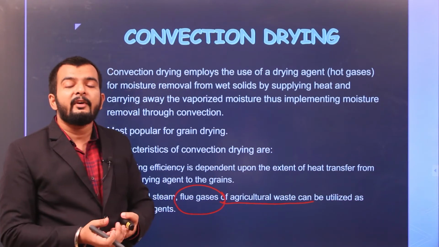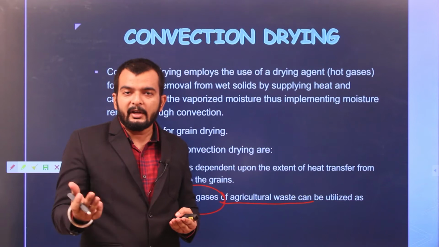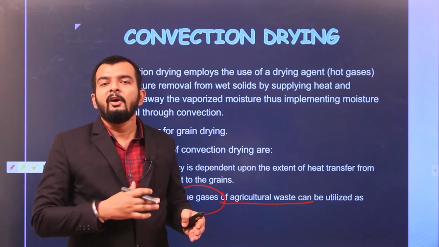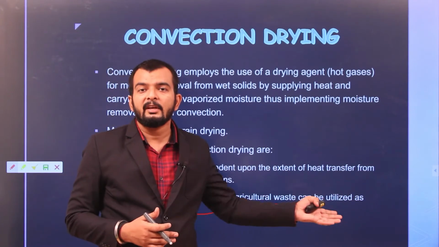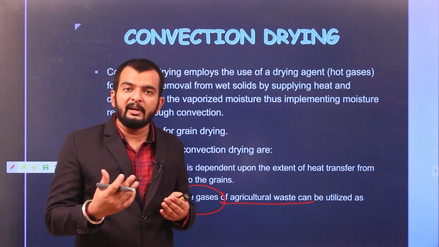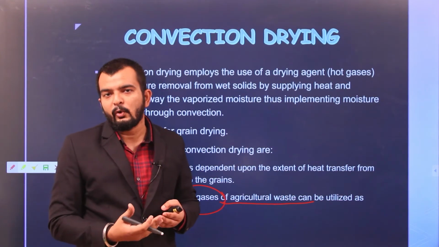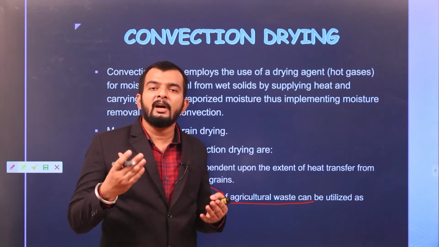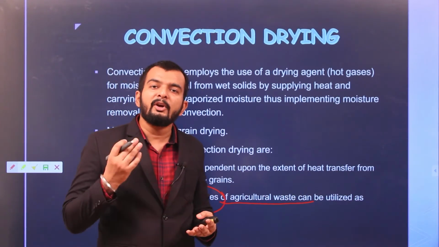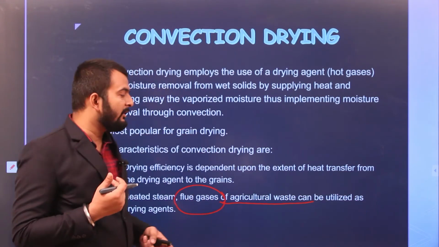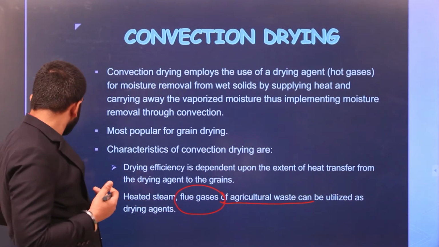Like after burning of agricultural waste, we may need to filter it so that it does not deteriorate the quality of the grains. We can directly use the flue gases in this case of drying. So any gas which is inert, which will not cause deterioration of the quality of our grains, after heating it so that it has a certain capacity to gain moisture from the product, we can utilize as a drying agent in case of convection drying.